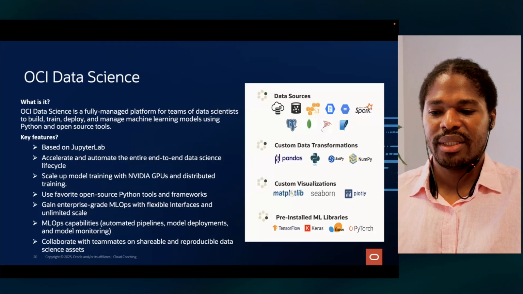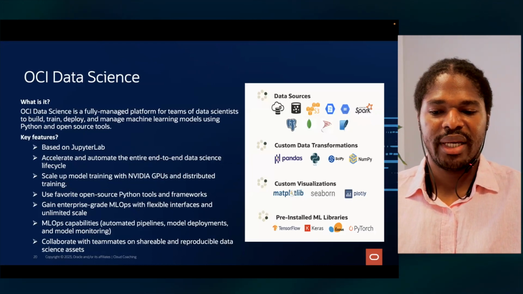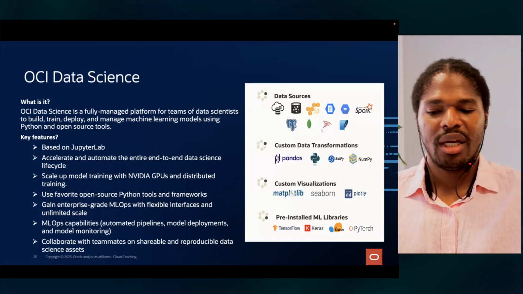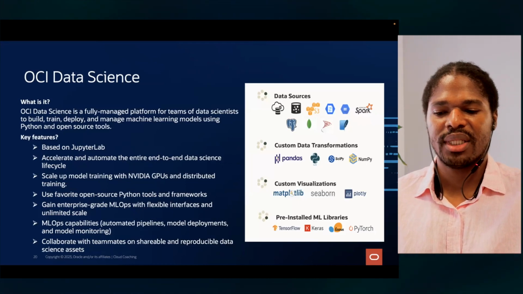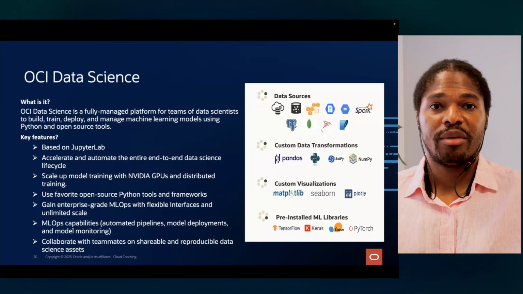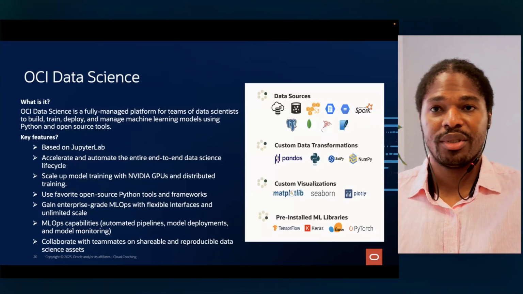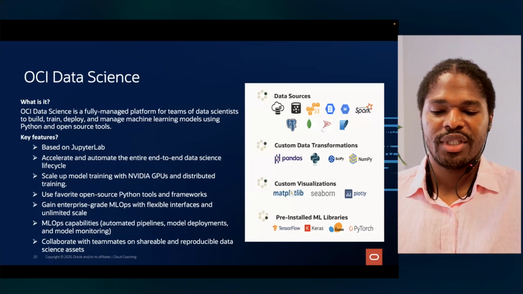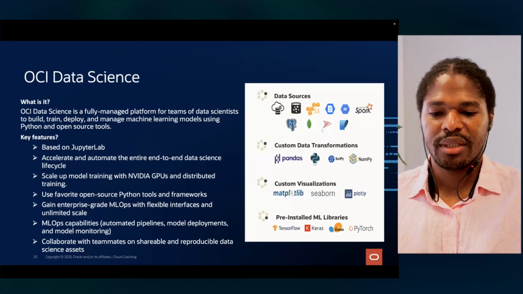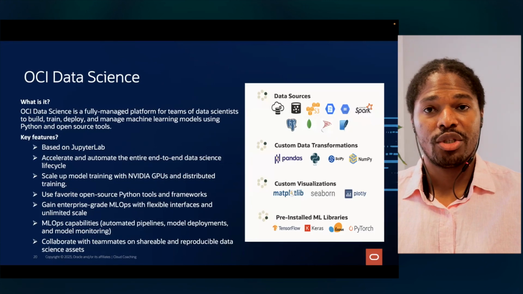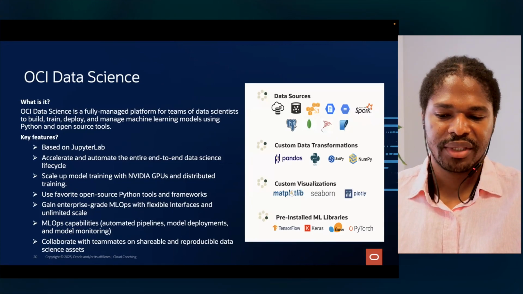Another interesting tool here is the OCI Data Science. So again, what is it? It's a fully managed platform for your teams of data scientists. It will allow them to build, train, deploy, and manage all of the machine learning models using Python and open source tools. An important piece of information here is that it's based on JupyterLab, so usually your data science team will not be lost. It offers end-to-end data science lifecycle management, from training the model to deploying the model, and it will also allow you to detect model drift.